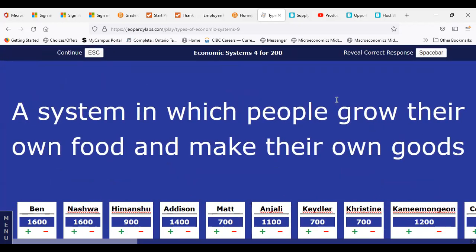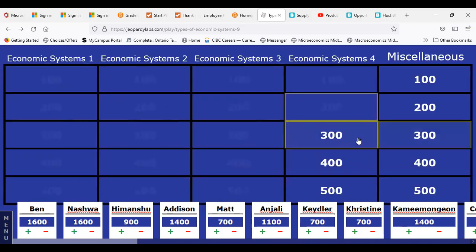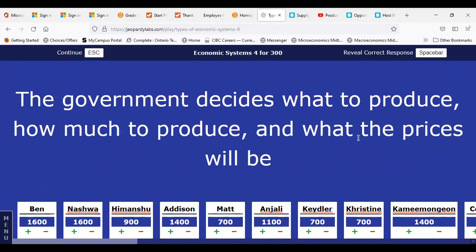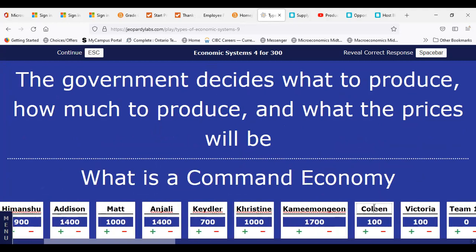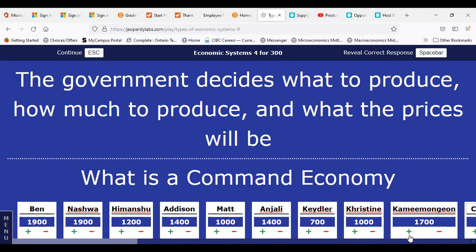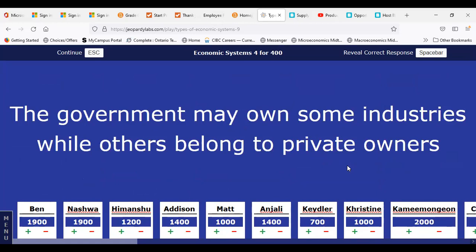A system in which people grow their own food and make their own meals, it's called. Excellent job. Then the government decides what to produce, how much to produce, and what prices will be. Nashua, Christine. And the government may own some industries while others belong to private owners. Which one is that?